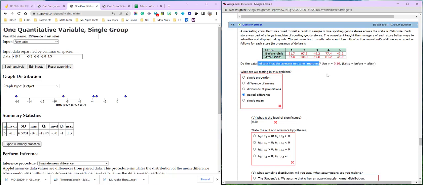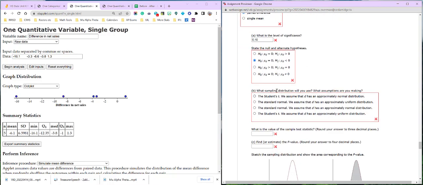So that means the difference, and they told you the difference is before minus after. Before should be lower than after, so when I go before minus after, it should be negative. So I'm going to have an equals and a negative. This is mean differences, right? So it's Student's t, and we have to assume that the distribution here is approximately normal, not uniform. So it's Student's t because we're doing a difference.